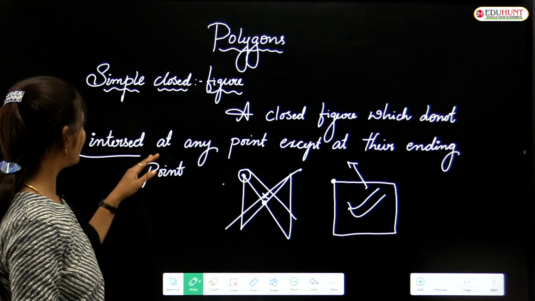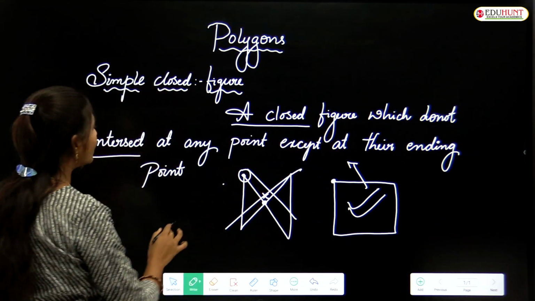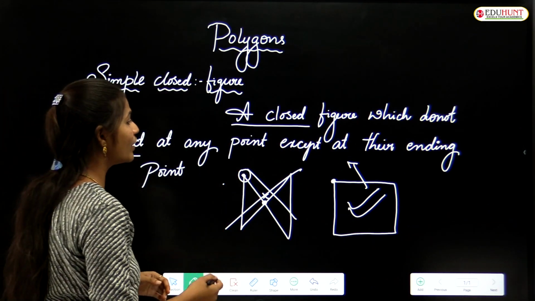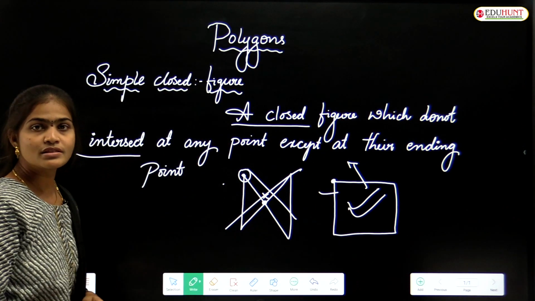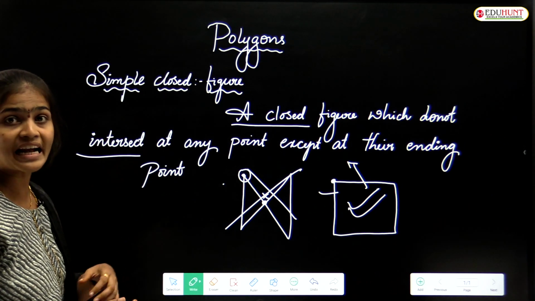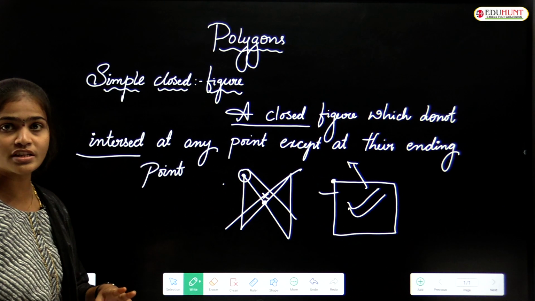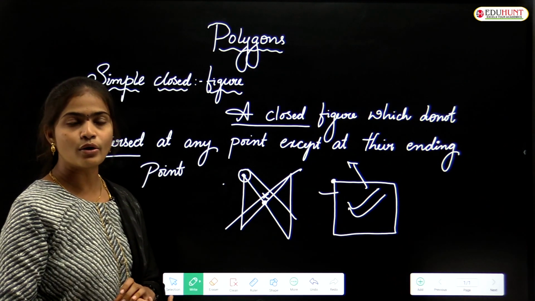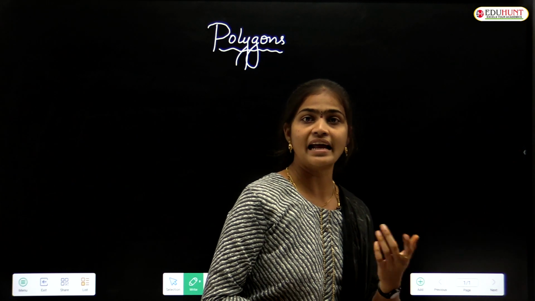So according to that definition, a closed figure which does not intersect at any point except its ending points is a simple closed figure. Like that, we can find which one is a simple closed figure and which one is a closed figure. That is the difference between a simple closed figure and a closed figure. So still we have discussed closed figures, simple closed figures and open figures.